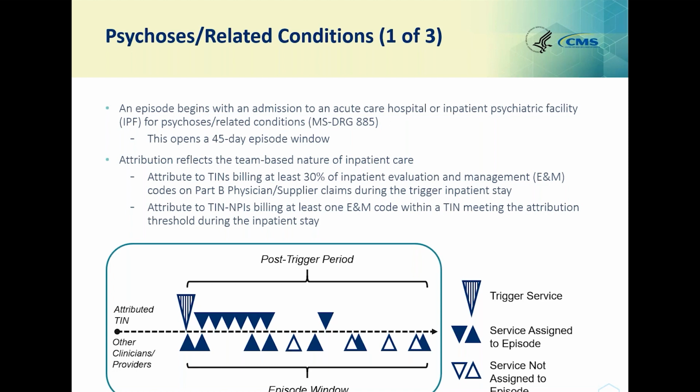Like all the other acute inpatient medical care measures used in MIPS, the episode is attributed to any TIN or clinician group that bills at least 30% of the E&M codes during the trigger inpatient stay. For attribution to individual clinicians or TIN-NPIs, the episode is attributed to each clinician that bills at least one E&M code within the group meeting the 30% E&M threshold. This logic is designed to reflect the team-based nature of acute inpatient care. Next slide, please.